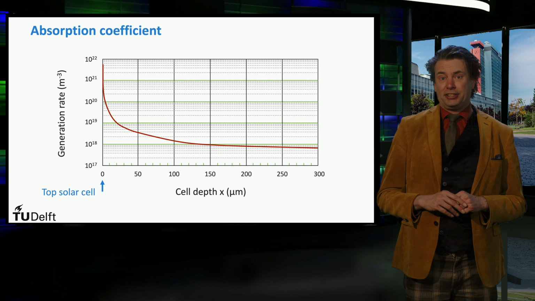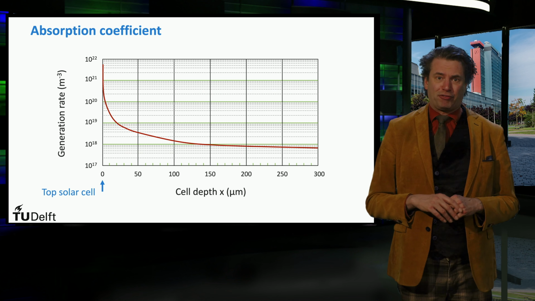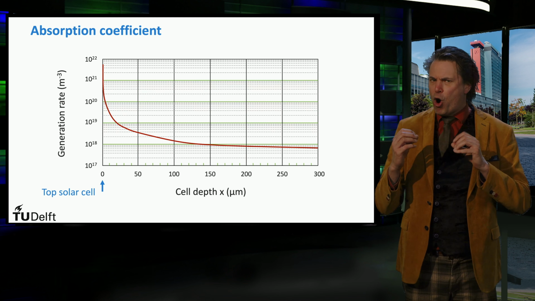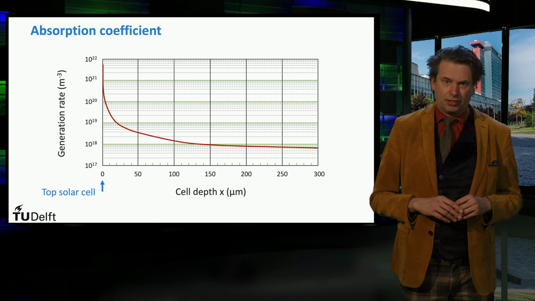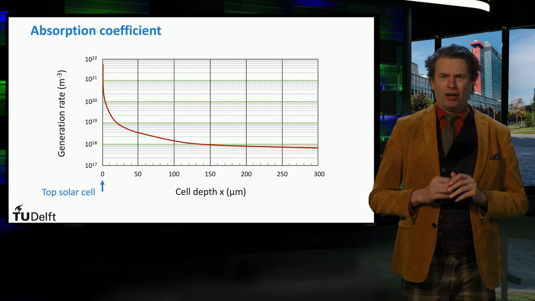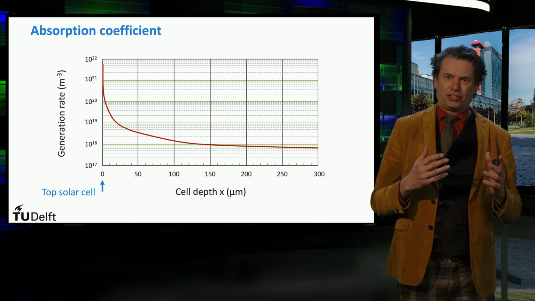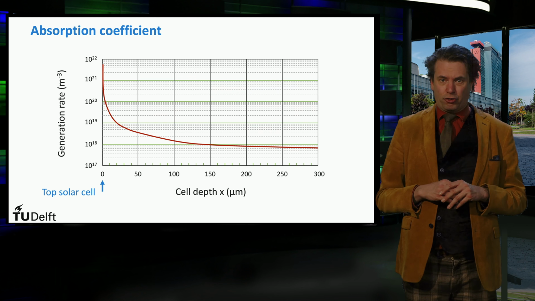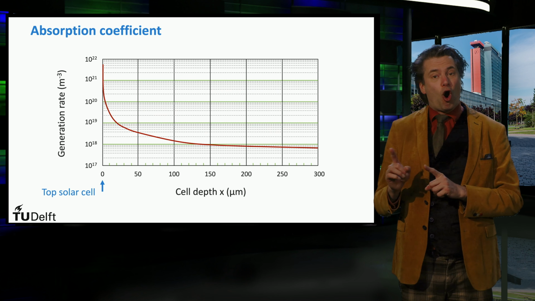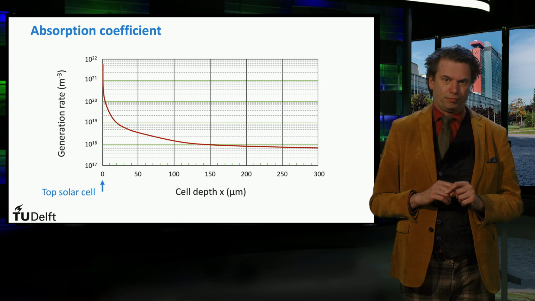This is the generation profile as we have discussed earlier. You see that in the first 10 microns most charge carriers are excited. By making the front emitter layer very thin, a large fraction of the light-excited charge carriers generated by the incoming light are created within the diffusion length of the p-n junction.